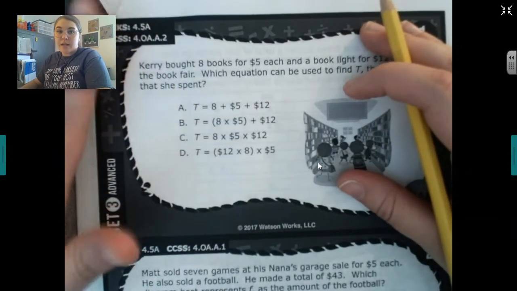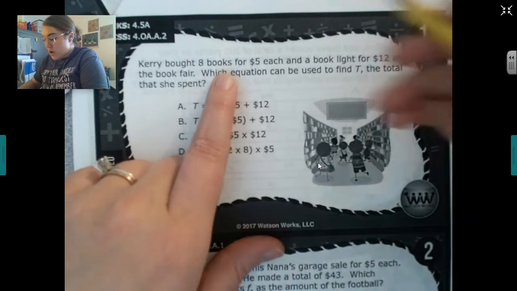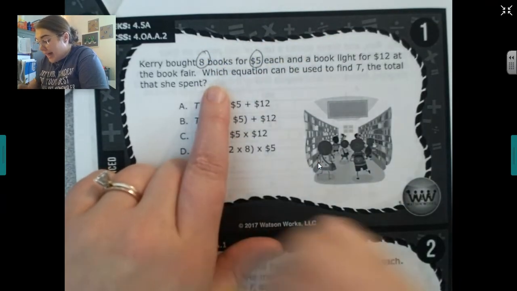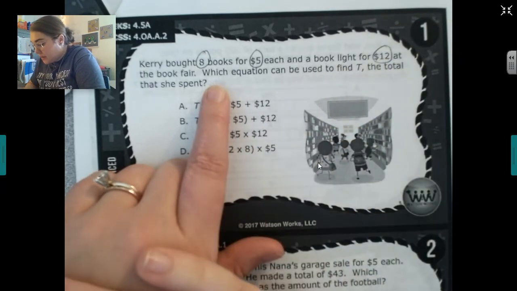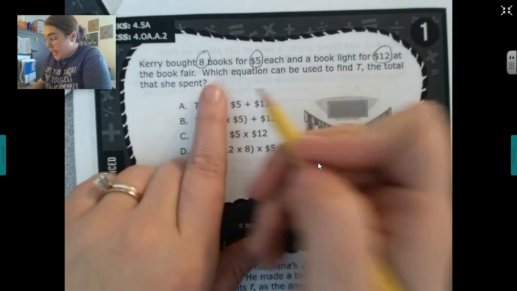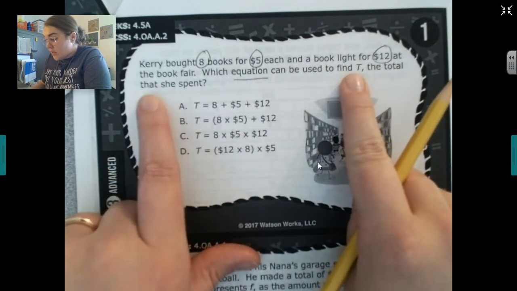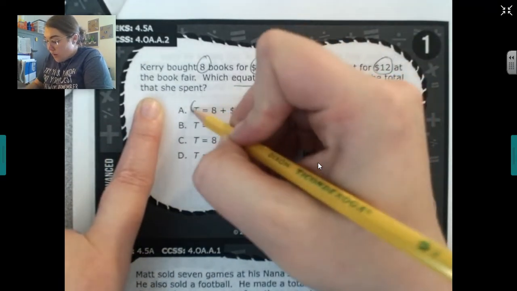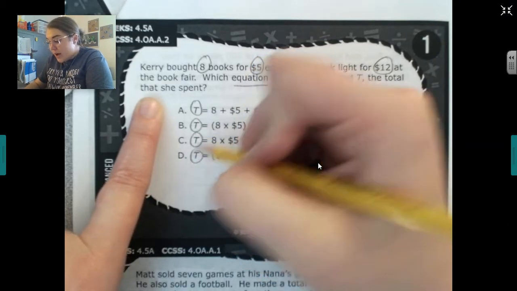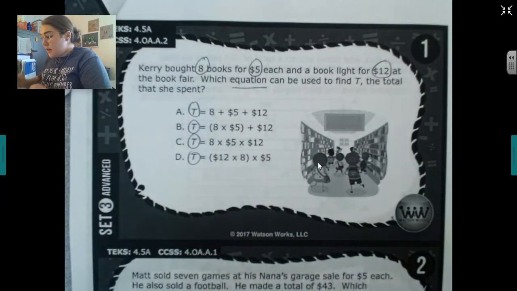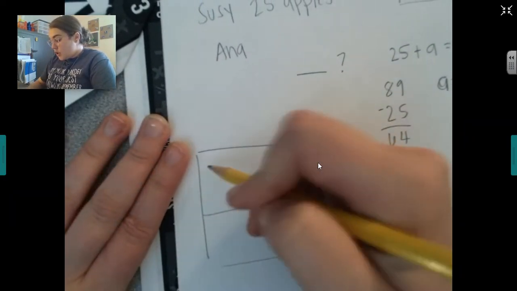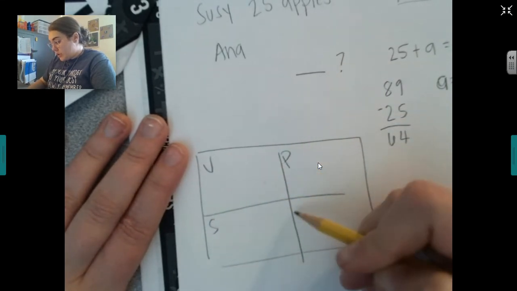So, Carrie bought 8 books for $5 each and a book light for $12 at the book fair. Which equation can be used to find T, the total that she spent? So, T is our variable, and it's what we're trying to find. So, here is how I solve these. In your UPS check model, you have the UPS check.